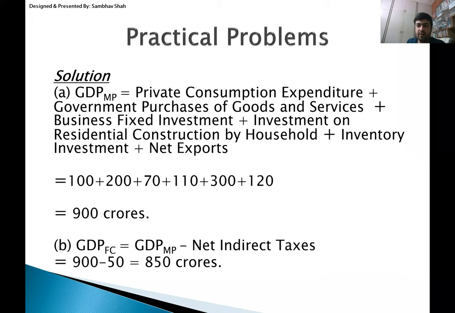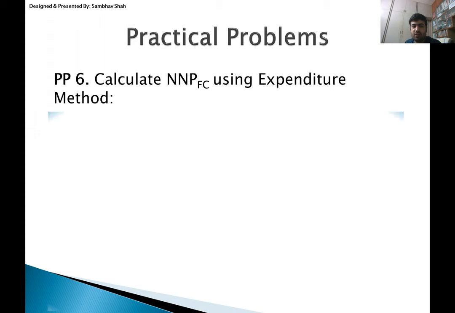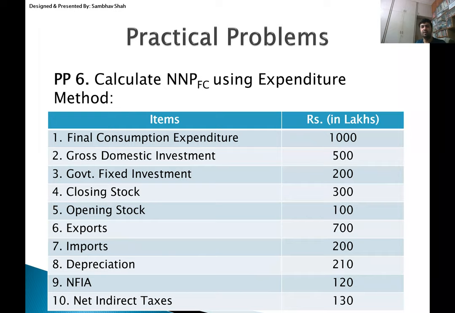Okay, last sum for today. Calculate NNP at FC using the expenditure method. National income, find it. Quickly. NNP at FC means national income. I've given you the hint.